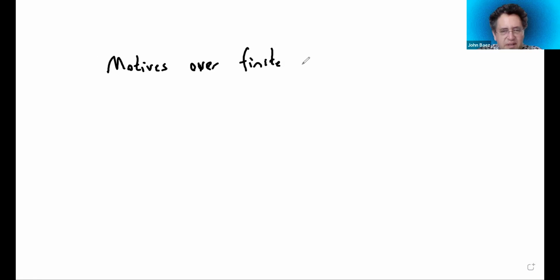So you can define motives starting with varieties over any field, but he's just talking about over finite fields here mostly. And so that's what I'm going to do. Okay.